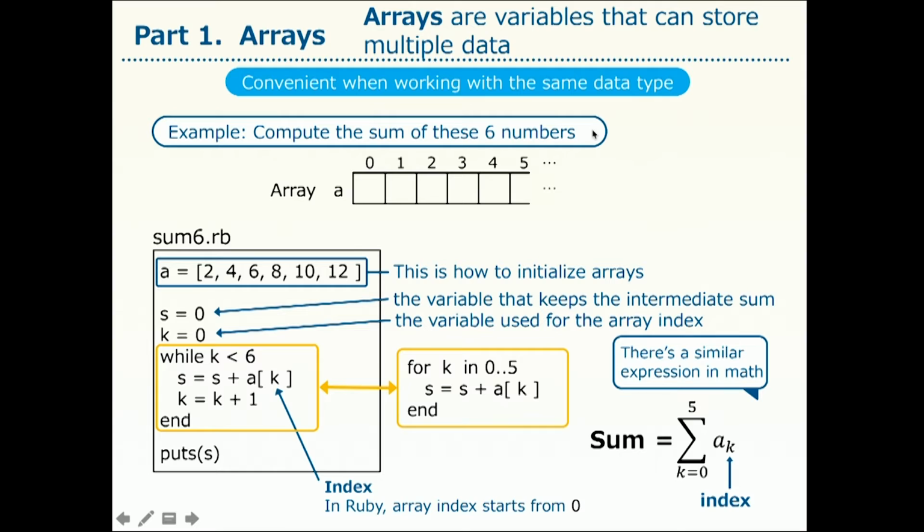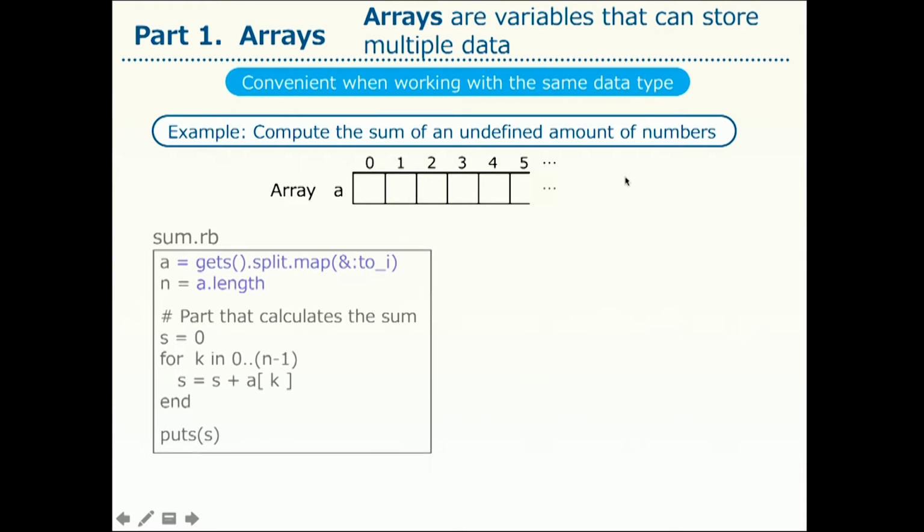Here we have 6 numbers that have been set to the array. But sometimes we want to input an undefined amount of numbers and compute their total sum. Let's try writing such a program. This is a program to do that. Let's call it sum.rb. Let's first see how to use this program.